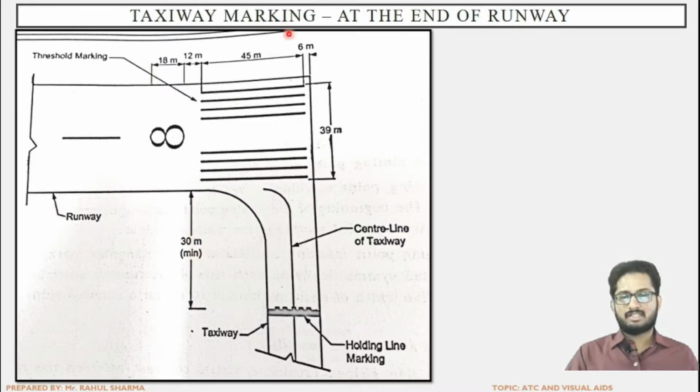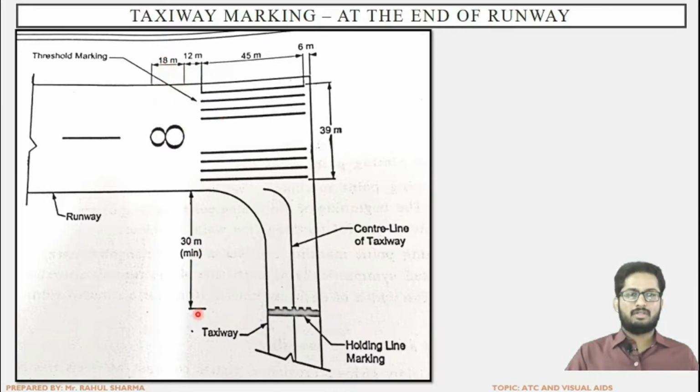Now these are the distances which have been labeled. 39 meter is the distance for the threshold marking, that is, the end points of the threshold marking. 6 meter is the offset given from the threshold marking to the pavement edge, that is the end point, and from where the threshold markings have begun. The length of the threshold marking is 45 meter. Then the gap between the runway designation marking and the threshold marking is 12 meter. The length of the runway designation marking is 18 meter.